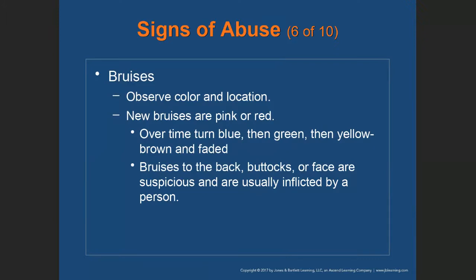Continuing with signs of abuse, bruises: observe color and location. New bruises are pink or red. Over time, they turn blue, then green, then yellow, brown, and faded. Bruises to the back, buttocks, or face are suspicious and are usually inflicted by a person.